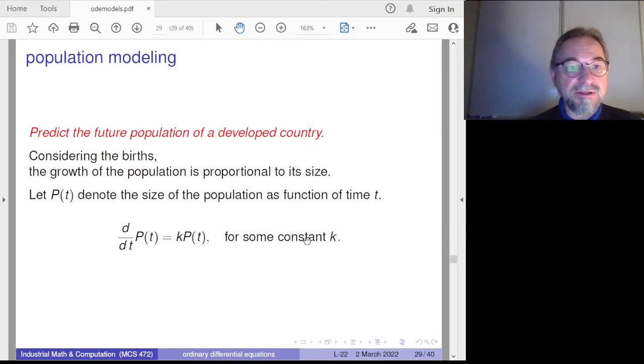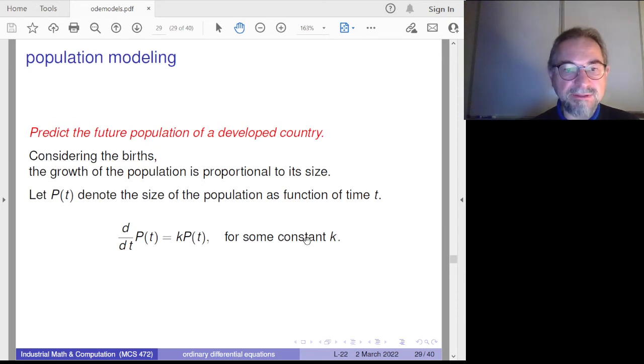Let us predict the future population of a developed country. So life is good there, no catastrophes. And then it is realistic to assume that the more people there are, the more births there are. So the change in the population will be proportional to the size. So this is our model.